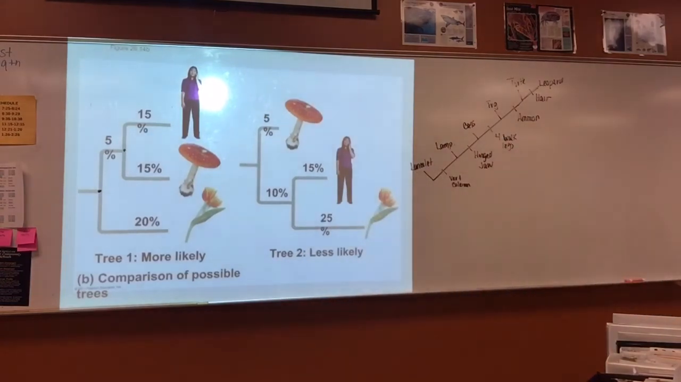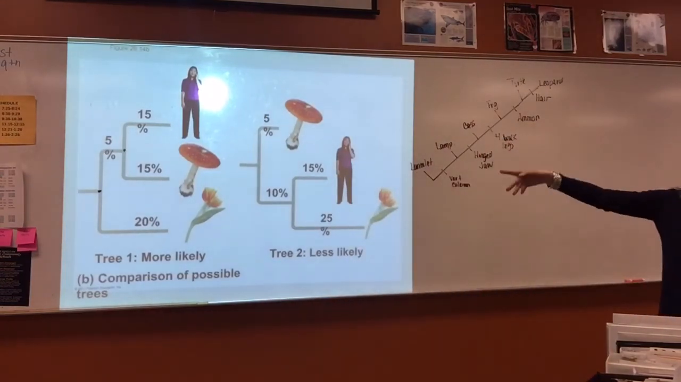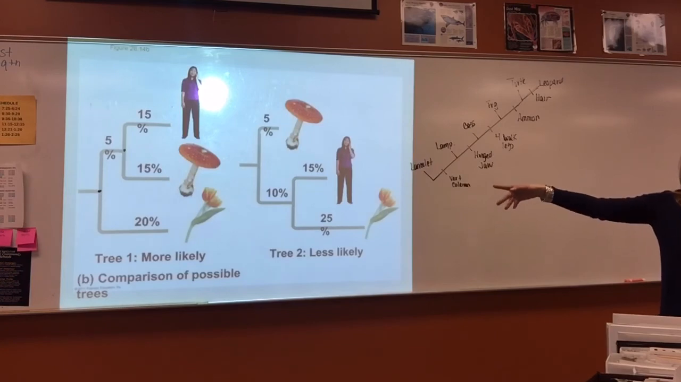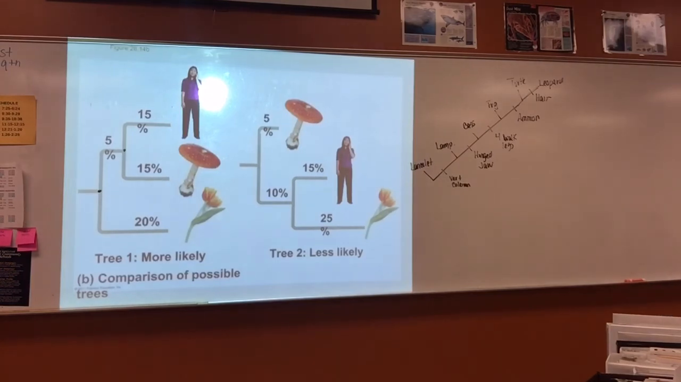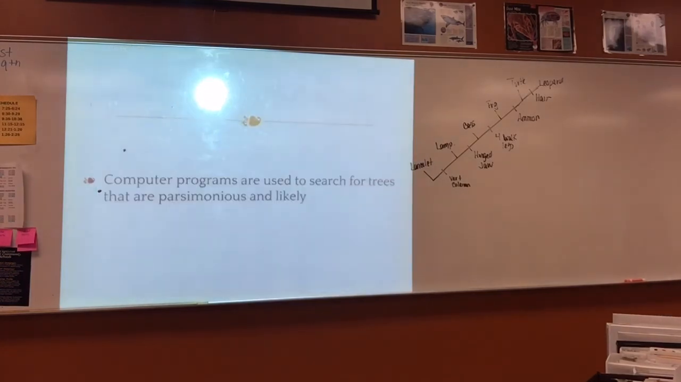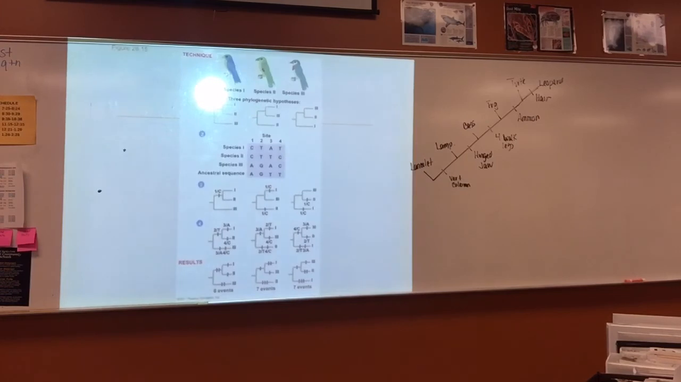So we're making a hypothesis that that's more likely. Is it for sure that that one's more likely? No. It's not a proof. It's just a better hypothesis. As you can imagine, we have lots of living things and lots of traits to look at in comparing, so they have pretty sophisticated computer programs that you type in and will search for trees that are most likely.